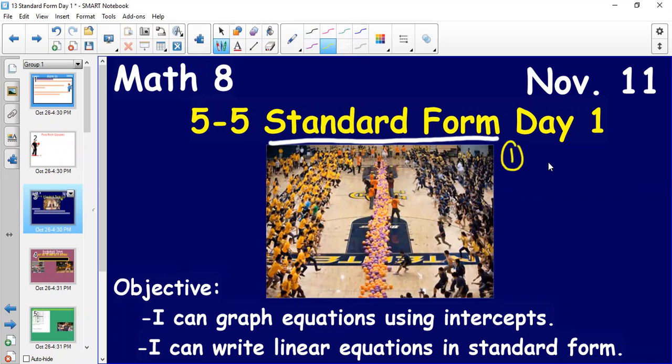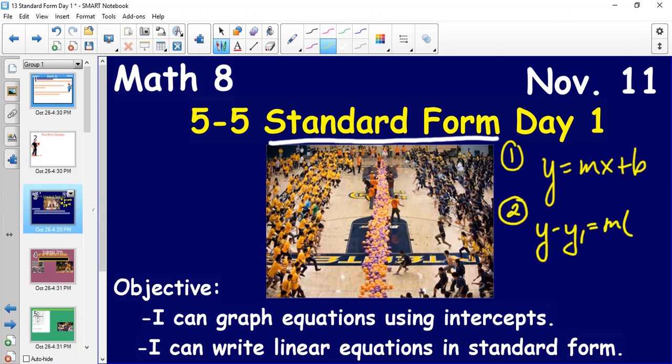Okay, so right now we have two ways already of writing an equation of a line. We have slope-intercept form, which is y equals mx plus b. That one was really great for graphing. We had another one, point-slope form, which was y minus y1 equals m parentheses x minus x1. That one was super easy for writing the equation of a line if we were given a point and a slope, or 2 points.